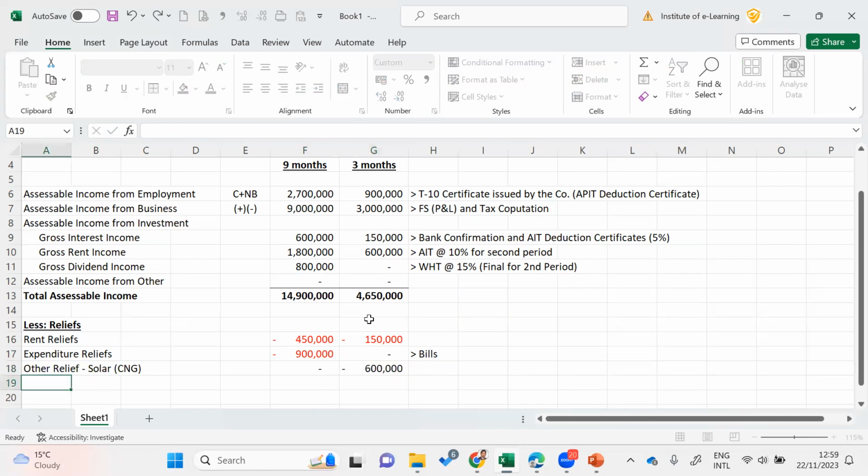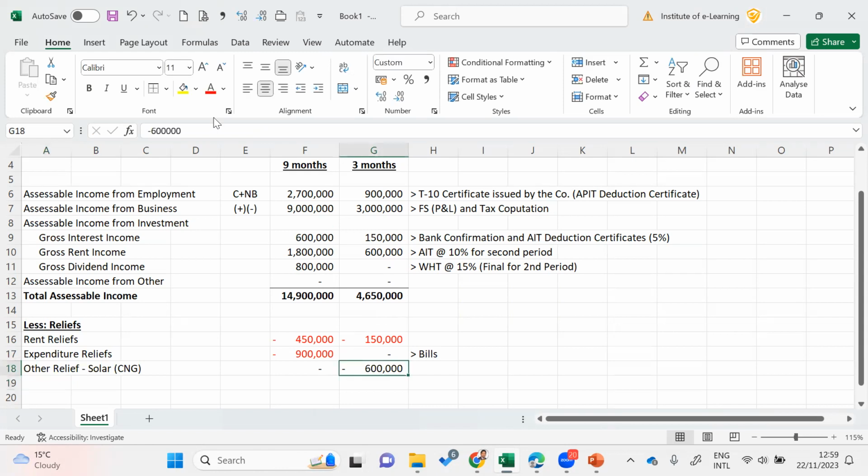I would prefer to claim the 600,000 in the second period, because in the first period, the tax rates are low anyway. But you have the option to claim under either period; that doesn't matter. Then again, you need to have separate bills, or if you are taking a loan to install solar at your home, then that loan document or supporting document you should have.